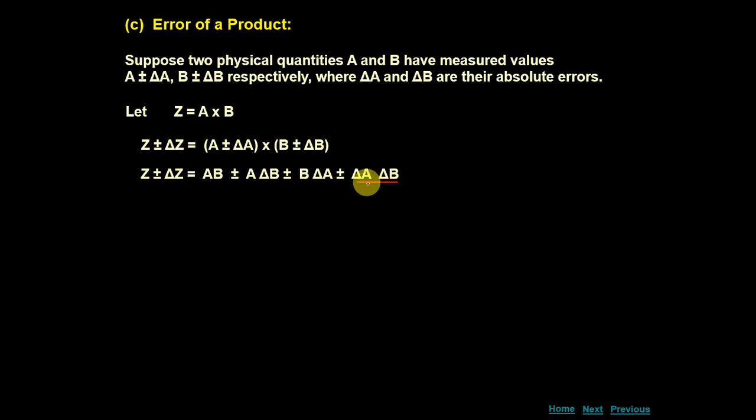We are going to neglect this delta A, delta B. We will neglect it because the product of two small numbers is even smaller, so we can neglect that. So here what we are going to do is divide the left hand side by Z and the right hand side by AB, because Z is equal to AB.